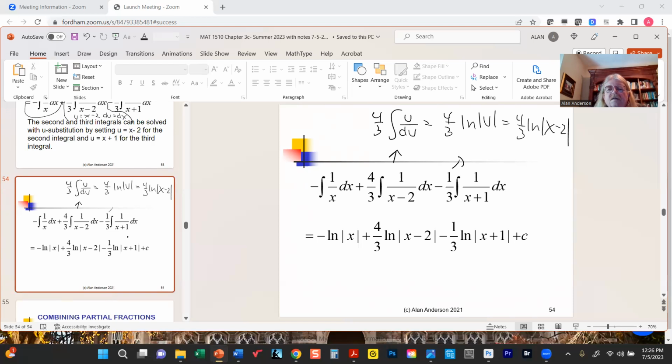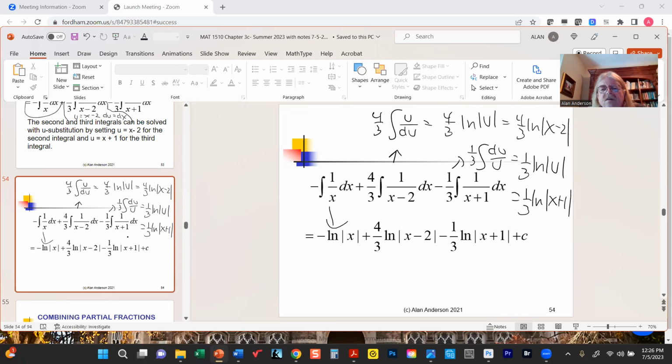And then this one, one-third ln u, one-third ln x plus 1. So combining all 3 of these, and this one, of course, we've already seen, is the negative log of absolute x, plus 4/3 log of absolute x minus 2, minus 1/3 log of absolute x plus 1, plus c. And that's it. You're done.